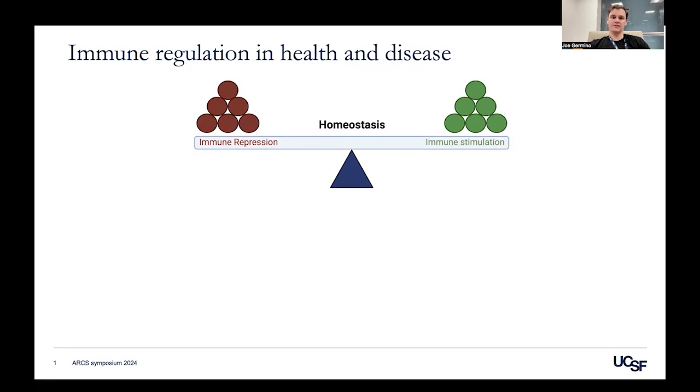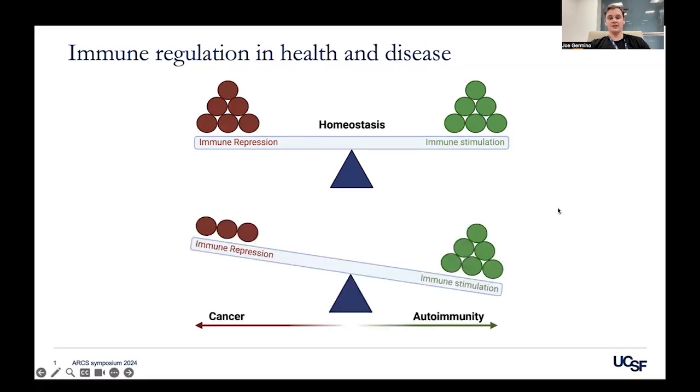Under normal conditions, it's very important that the immune system is equally balanced between stimulation and repression, as if this balance is disrupted and the immune system becomes overstimulated, you can develop an autoimmune disease, or if the immune system becomes overly repressed, you can develop cancers and escape tumors.